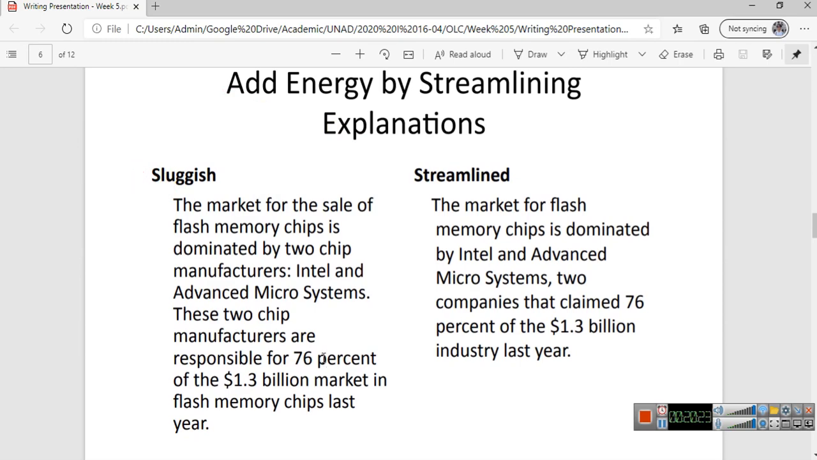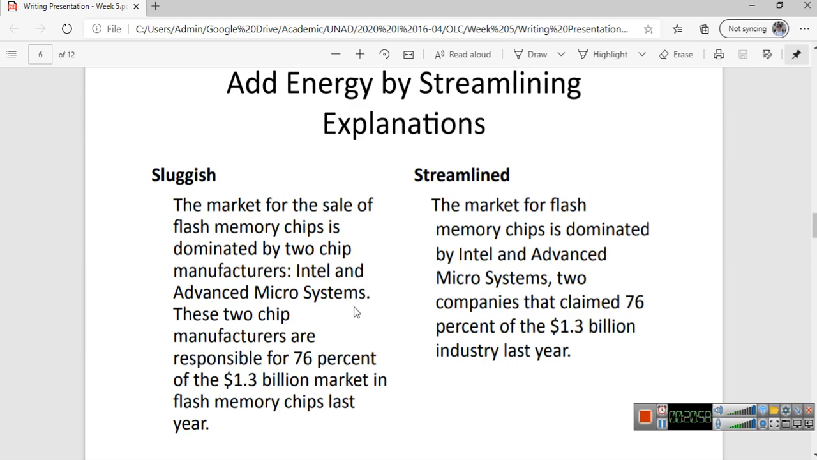Sluggish: The market for the sale of flash memory chips is dominated by two chip manufacturers, Intel and Advanced Microsystems. These two chip manufacturers are responsible for 76% of the 1.3 billion dollar market in flash memory chips last year.